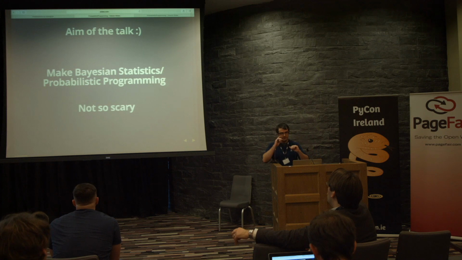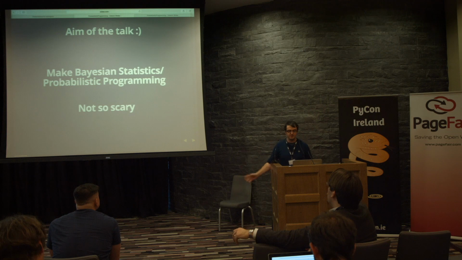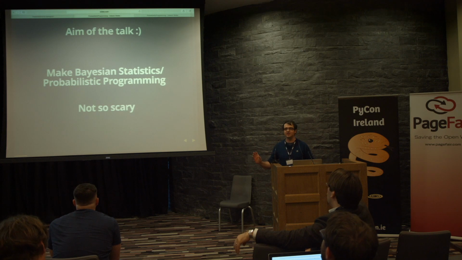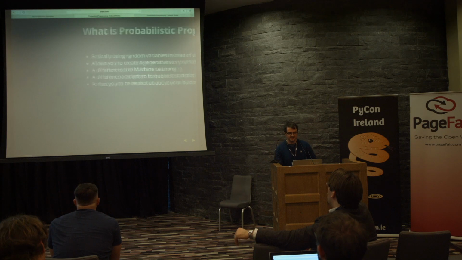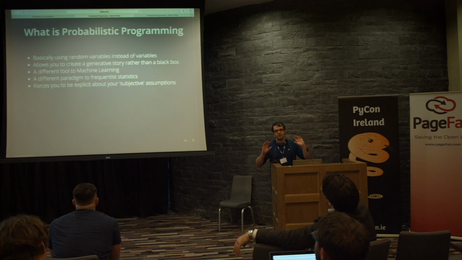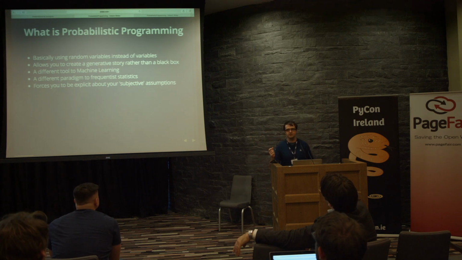Okay, so I have a simple aim for this talk: make Bayesian statistics and probabilistic programming not so scary. And I don't know if I'm going to succeed or not, but we'll see. Right, so the high level view is that generally in software engineering, you use normal variables, i.e. they have no randomness in them. But in probabilistic programming, you use a random variable in the statistical sense or probabilistic sense.